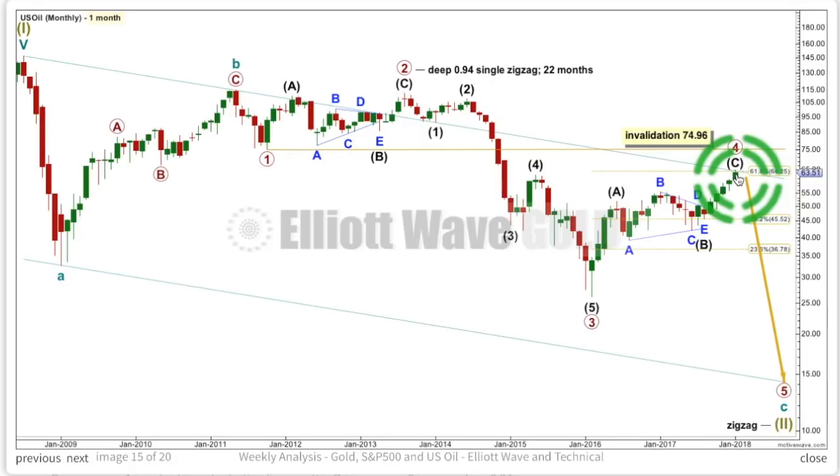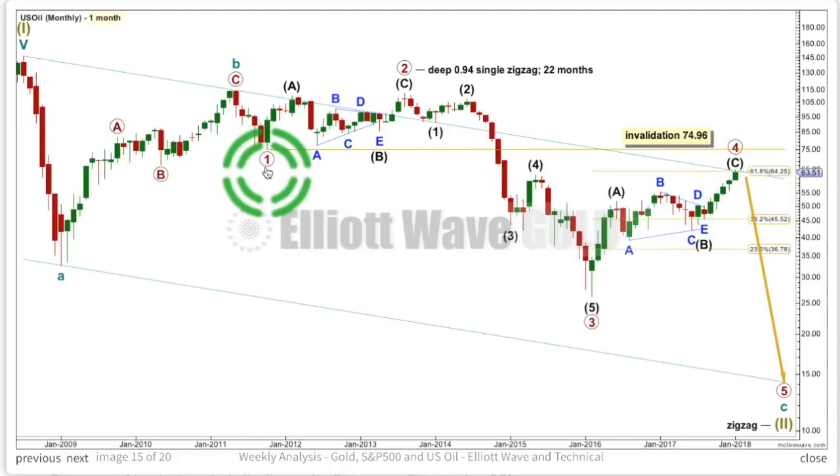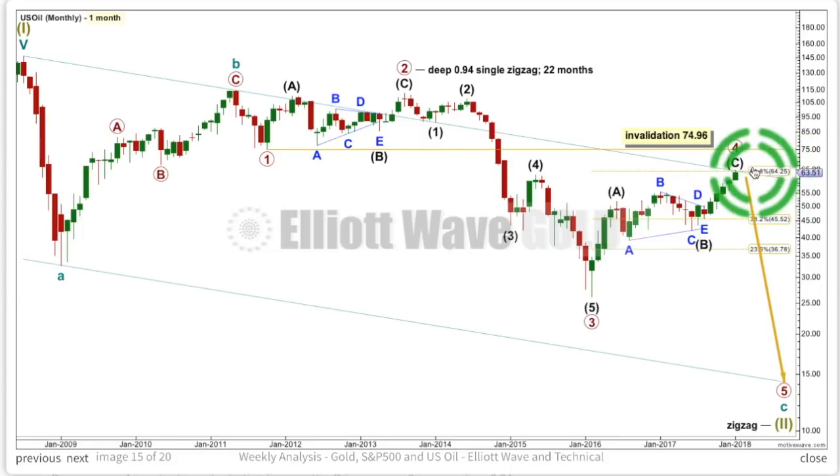If primary wave 4 does continue any further, then it may not move into wave 1 price territory above 74.96. At this stage, primary 2 was a deep single zigzag, and here primary 4 is a more shallow single zigzag. So there's some alternation within them, but not the best alternation. Alternation is a guideline and not a rule.